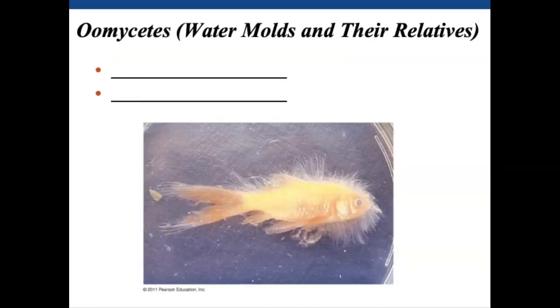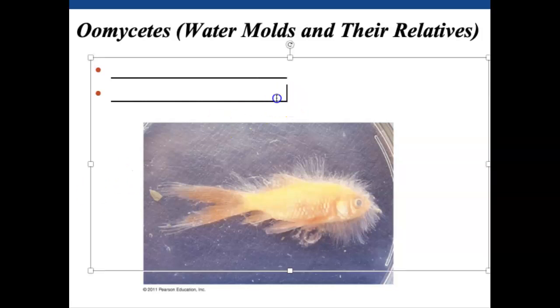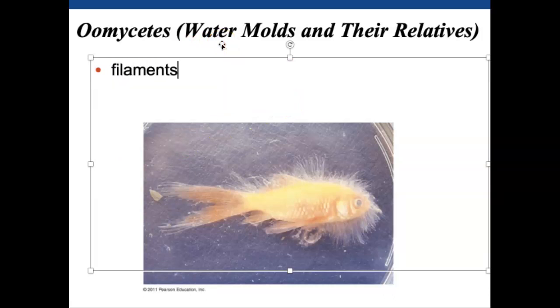So if you guys have had a fish die and all of a sudden it gets fuzzy and you're like, oh, that's a fungus. Probably not. It's probably a water mold, an oomycete. So be careful. So what we see, those little fingers, those little fuzzy things, are called hyphae.